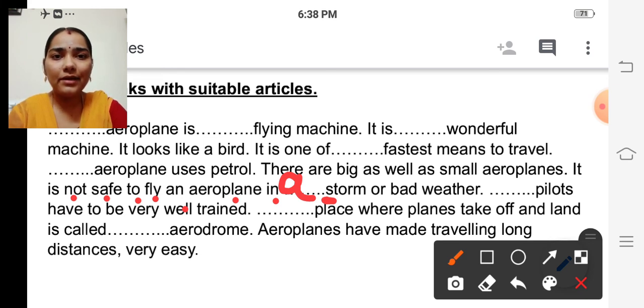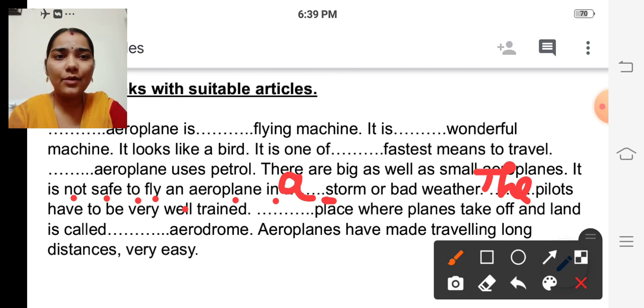Pilots, dash pilots, have to be very well trained. A pilots? No. A should come before a singular noun, isn't it? So here also they talk about a particular profession. So the pilots. The pilots have to be very well trained.